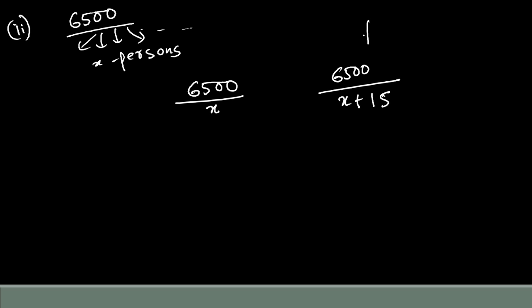So right now what they are getting is 6,500 divided by x. If there are 15 more persons, you see the denominator is increasing, so each value should be less, right? If the number of persons is more, each person should get a lesser amount of money, if divided equally. So this should be on the left side. Just giving you another perspective. So 6,500 divided by x minus 6,500 divided by x plus 15.